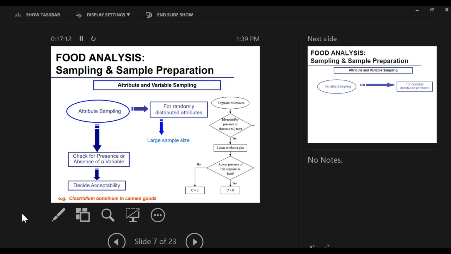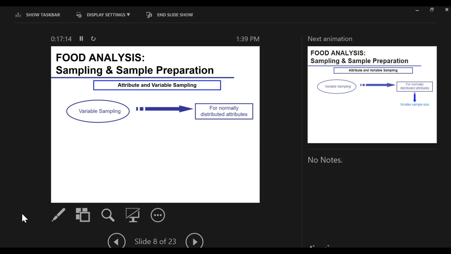Variable sampling is for normally distributed attributes. Those are the attributes that are equally distributed in your sample, for example moisture, or ash, or fat, or protein. They're present equally wherever you take a sample. They will be in the same concentration if you homogenized your sample.